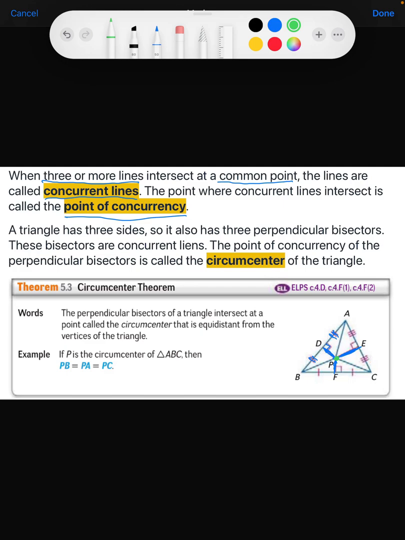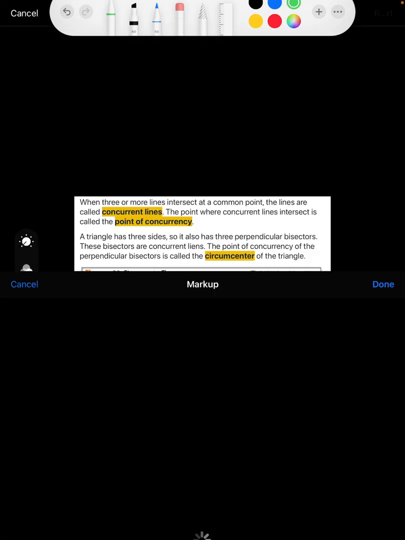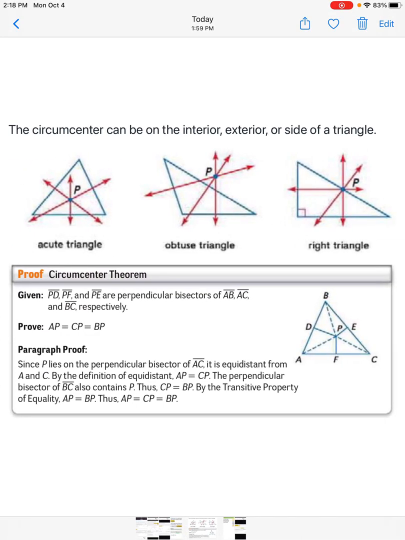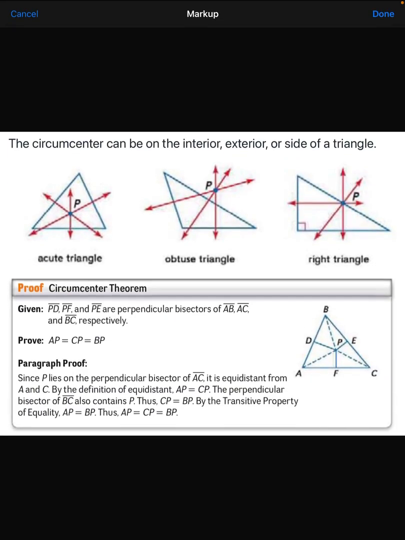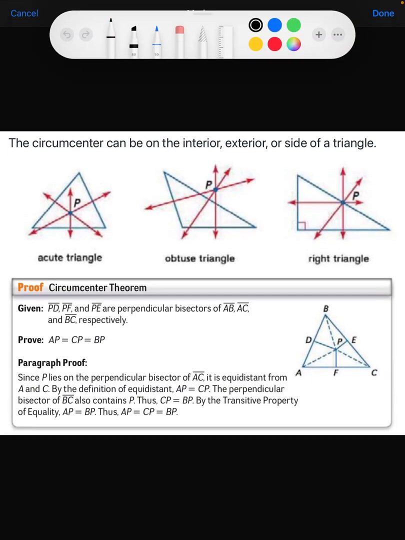So the perpendicular bisectors of a triangle intersect at a point called the circumcenter that is equidistant. So this is the key word, equidistant from the vertices of the triangle. So if it's equidistant, PB is going to equal PA is going to equal PC. The circumcenter can be on the interior in an acute triangle, the exterior in an obtuse triangle, and right on the hypotenuse of a right triangle.